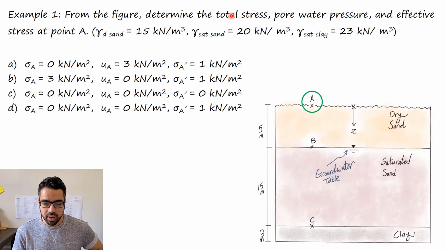It is required to find the total stress, water pressure, and effective stress at point A. And point A looks like it's on the surface. Gamma dry for the sand, the first layer, is given in kilonewton per cubic meter, so please pay attention, it's SI units. Gamma saturated for the sand is given as well, and it's saturated because there is a groundwater table that starts from depth 5 and goes on. And then gamma saturated for the clay is given for the last layer.